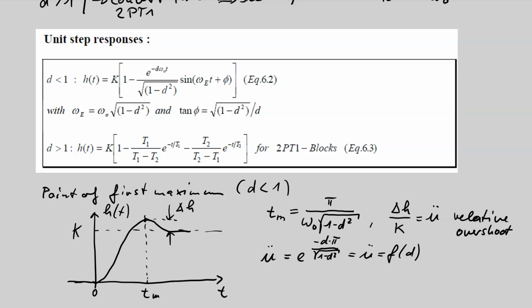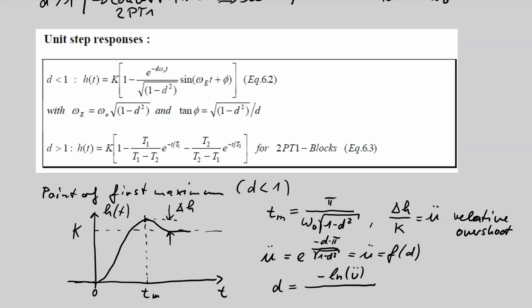So there's a clear relation between those numbers. We can, of course, solve this equation in respect to d. If we do this, it's not so trivial, so you need some intermediate steps. D calculated from overshoot factor Ü is negative natural logarithmic factor. Oh man, Zungenbrecher.